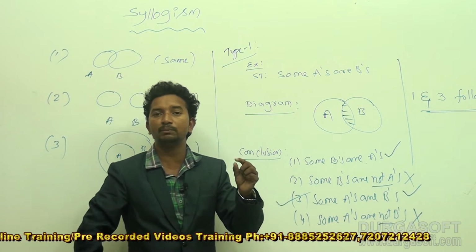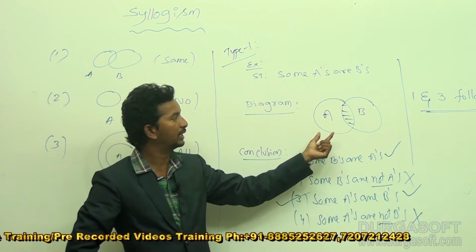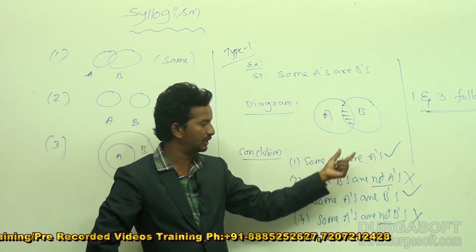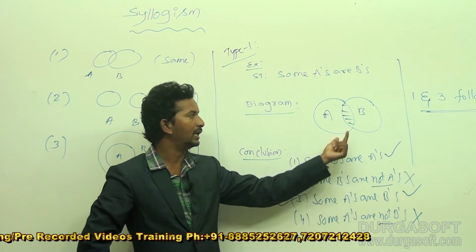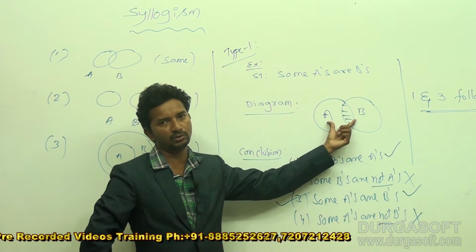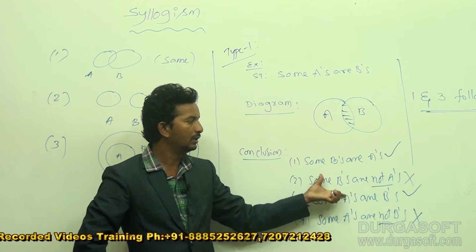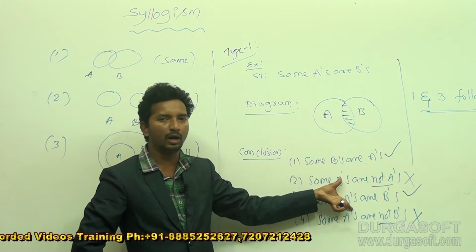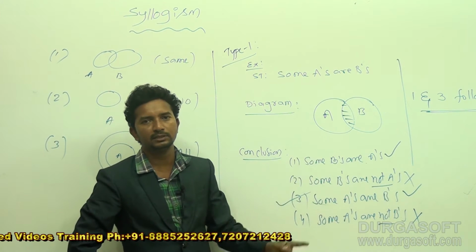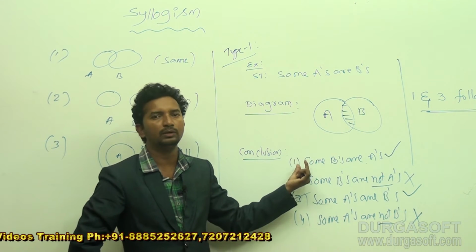Now you consider some B's are also A's, but the negative statement, some A's are not B's, is a false statement. And also some A's are not B's, some B's are also not A's. So that's why both are wrong. Only some A's are B's, nothing but some B's are also A's.